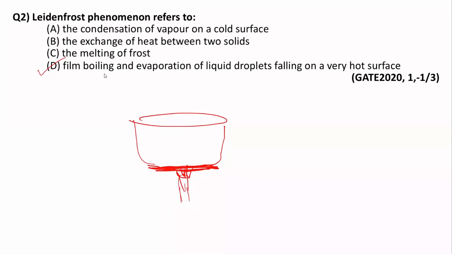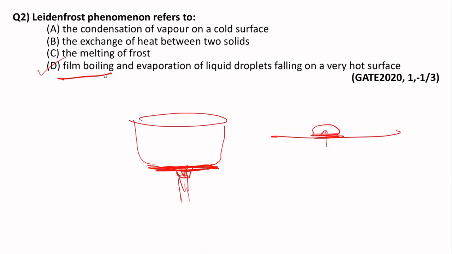In the case of pool boiling, it refers to film boiling, and in other terms, it essentially refers to evaporation of liquid droplets which are falling on a very hot surface. So it will immediately form a film of vapors over it. Maybe the droplet falls on the floor, it will have a layer of film, and then the heat transfer occurs, and essentially the heat has to transfer through this particular vapor film.